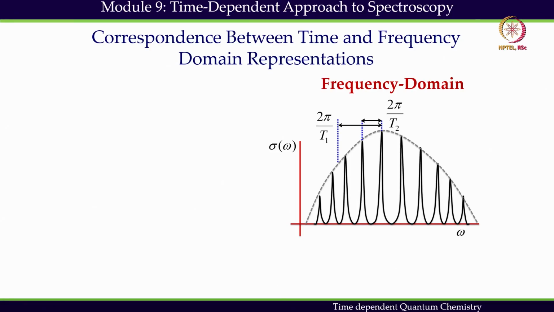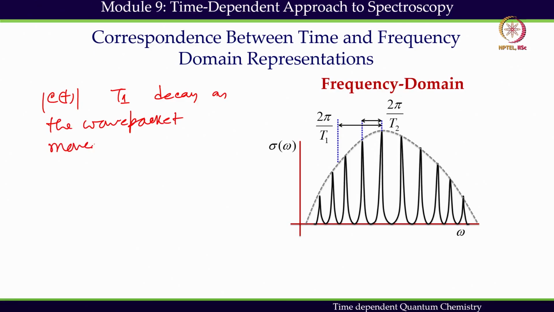The first domain, if we recall, the first decay of CT we have characterized as the time scale T1, which is the decay as the wave packet moves away from the initial position. So that's the way in the time domain we have understood that decay time.